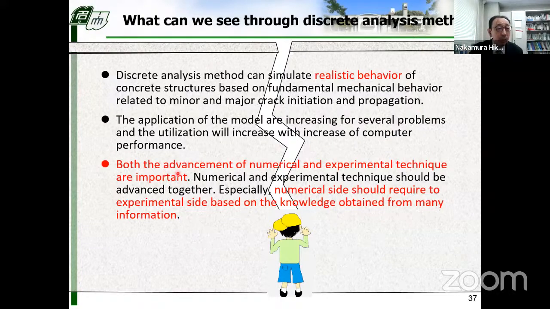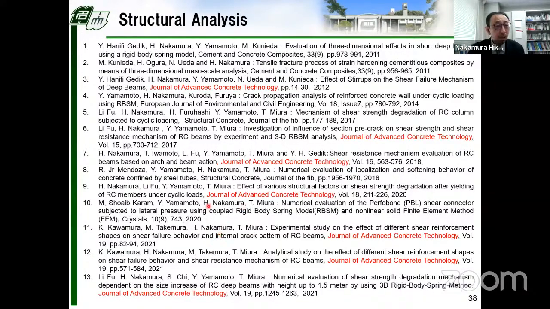Both the advancement of numerical and experimental techniques are important. Numerical and experimental techniques should be advanced together. Especially, the numerical side should make requests to the experimental side based on the knowledge obtained from much information. Here I show several of my papers, but many of the results are related to the RBSM, which I published in the Journal of Advanced Concrete Technology.